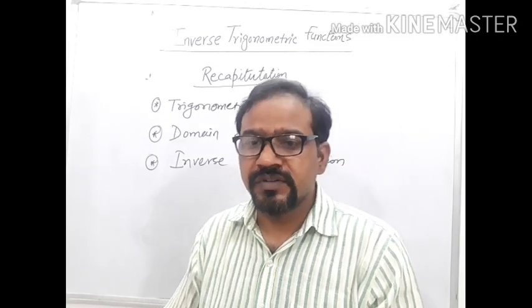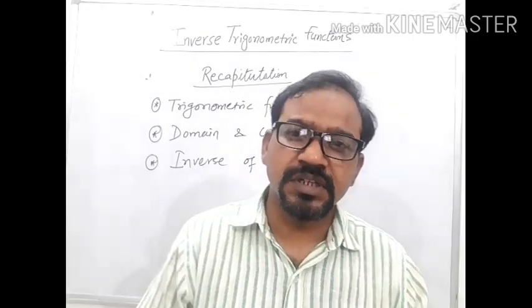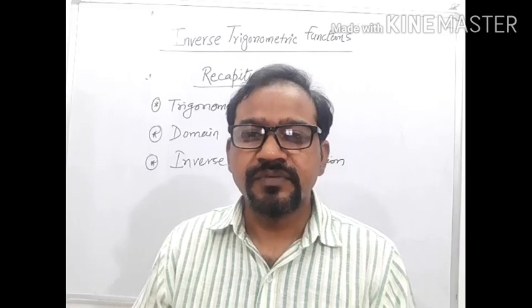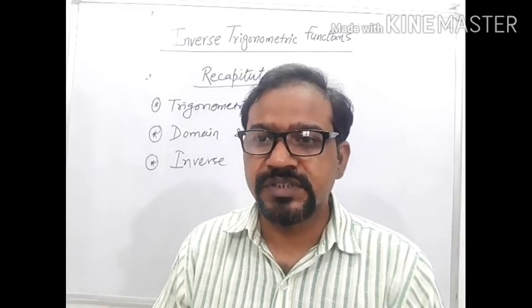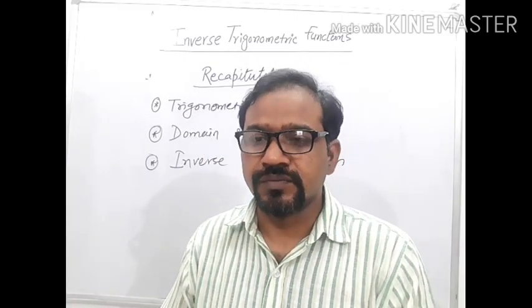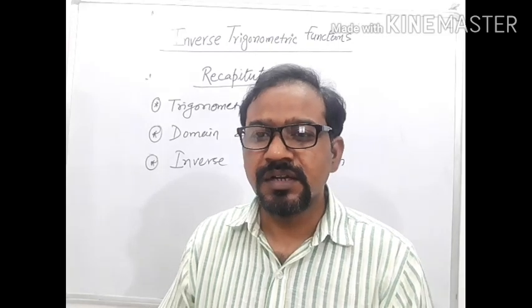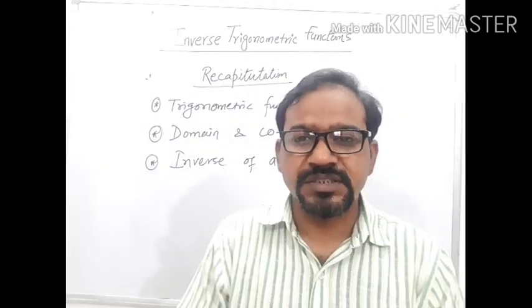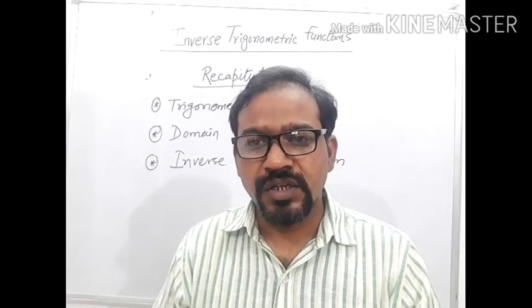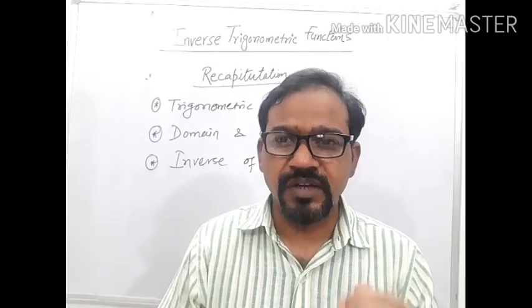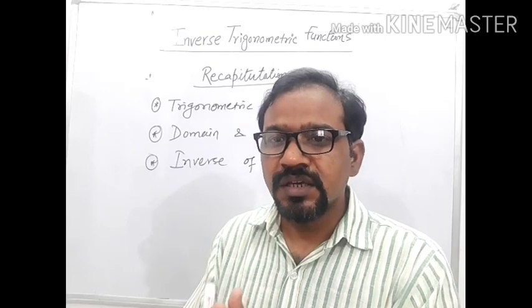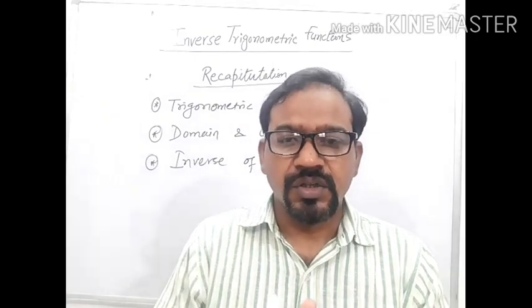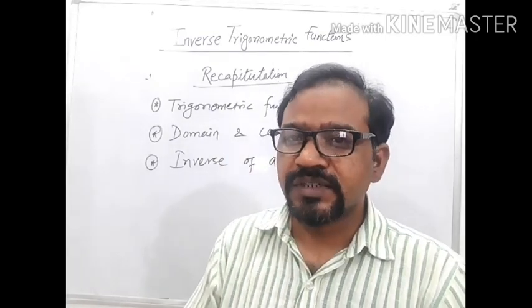And next, inverse function, which we studied in chapter 1, relations and functions. Inverse function means a function which is one-one and onto. A function is invertible when f is one-one and onto. That means for inverse trigonometric functions, we have to show that the function is one-one and onto. So now let the trigonometric function be sin x.